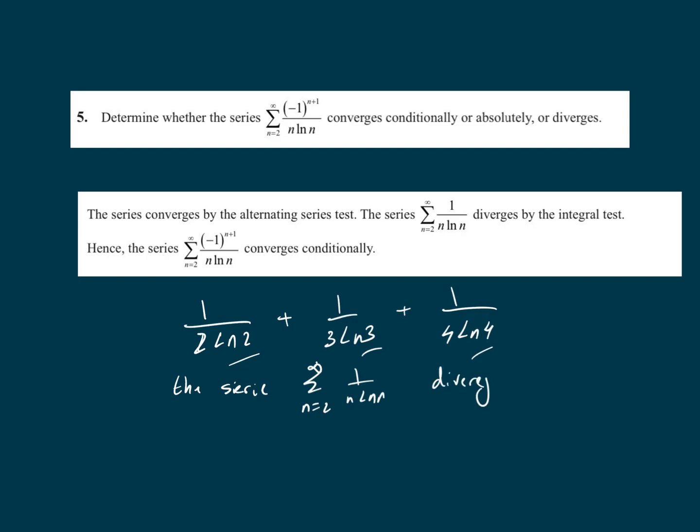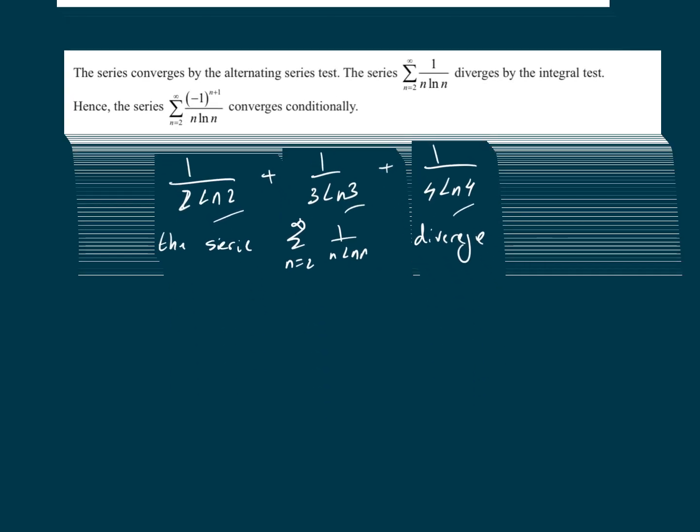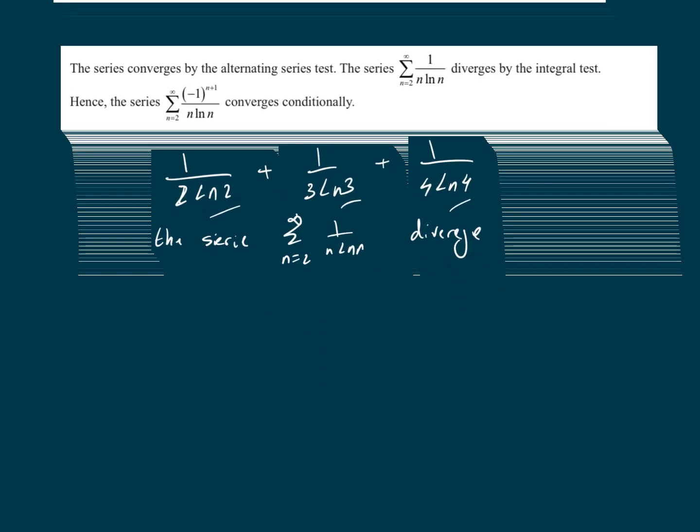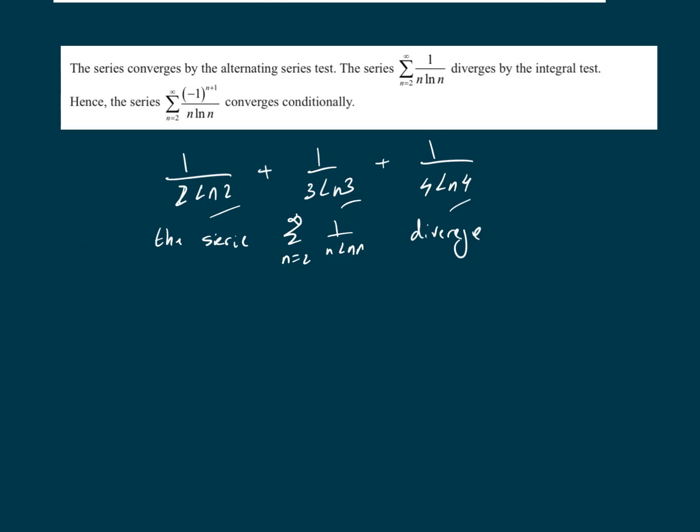Now let's study the convergence of the alternating series. The series is positive when n equals 2, and when n equals 3 it is negative. So it's 1 divided by 2 natural log of 2, minus 1 divided by 3 natural log of 3, plus 1 divided by 4 natural log of 4, minus 1 divided by 5 natural log of 5.